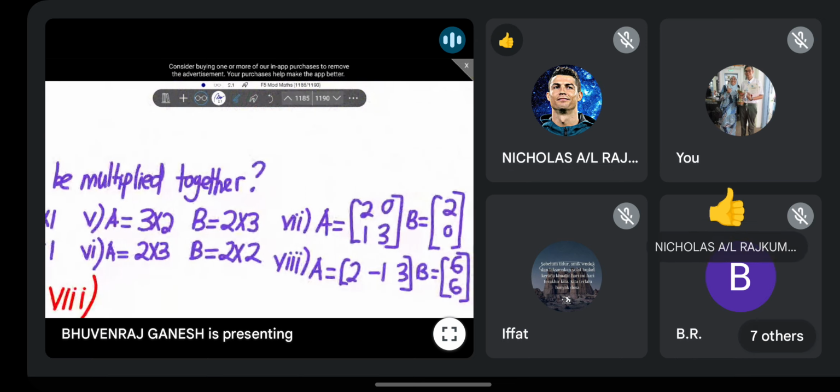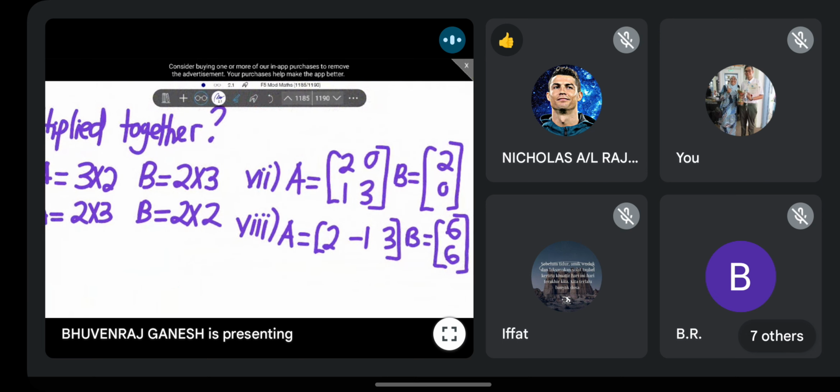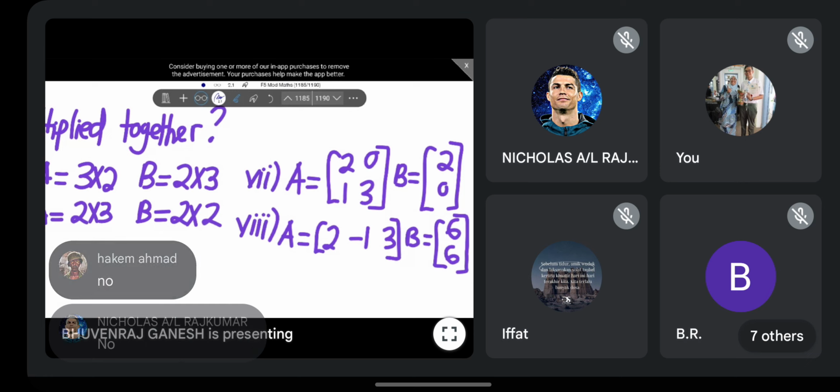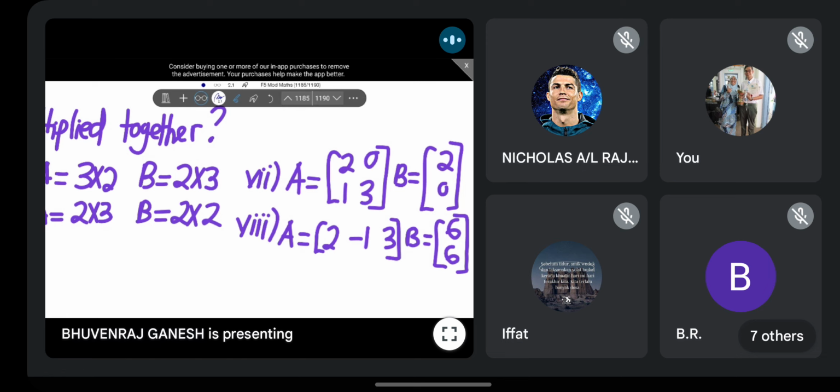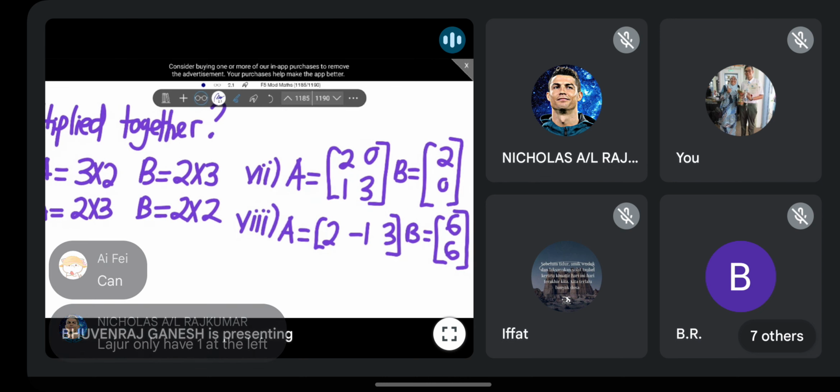Okay, so now let's say I change the question type. How about number 7? Can we multiply or not these two matrices? Can or not, guys? Why suddenly cannot? See carefully, guys. This time I never write the order for you. You must determine the order and determine whether you can multiply or not. Yes, the answer is actually can.